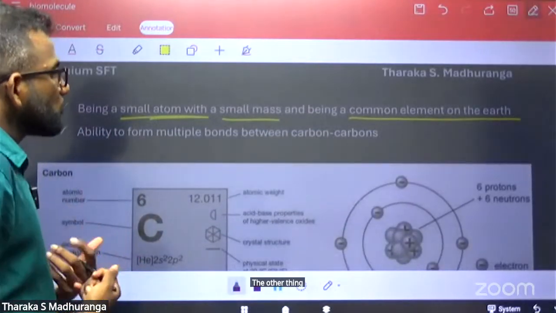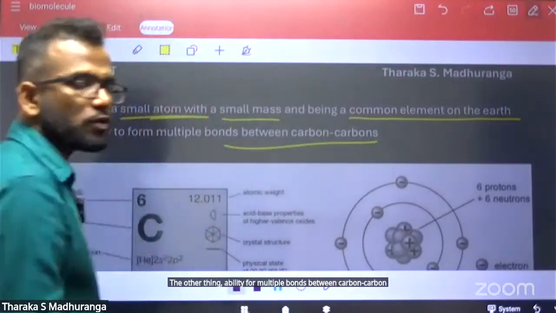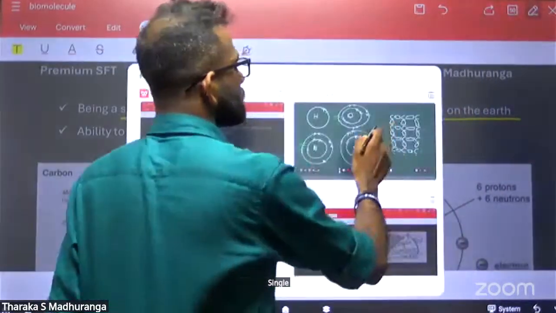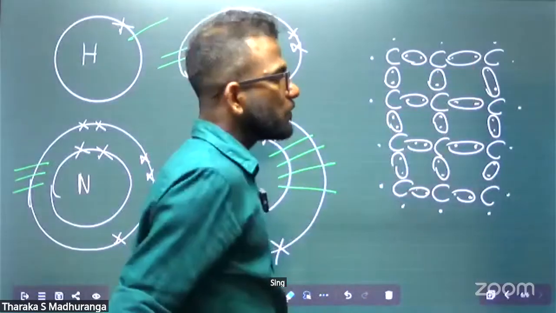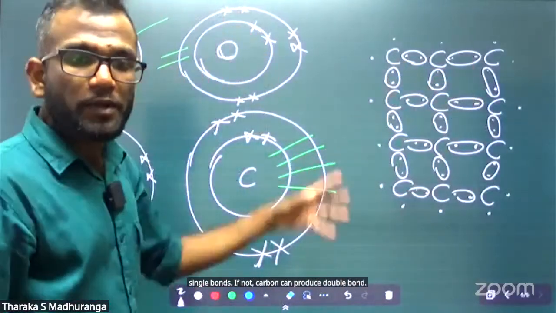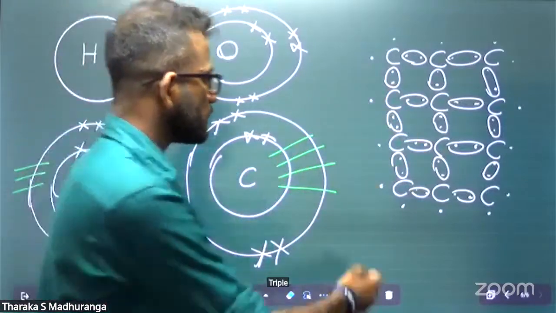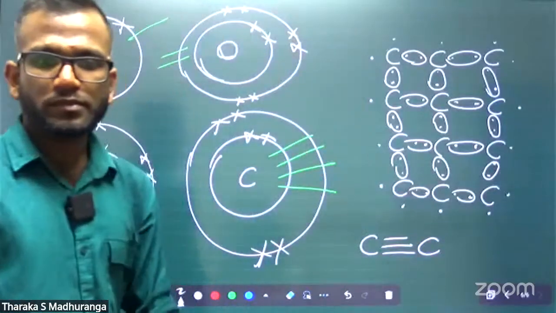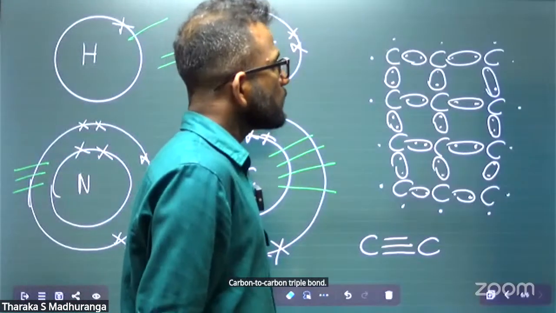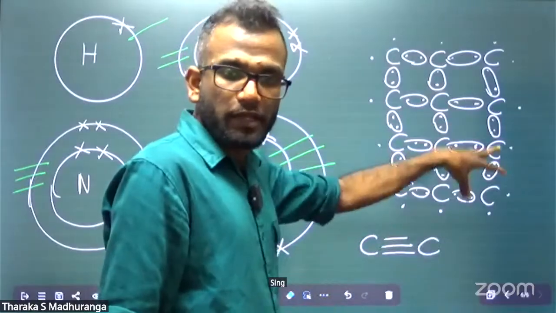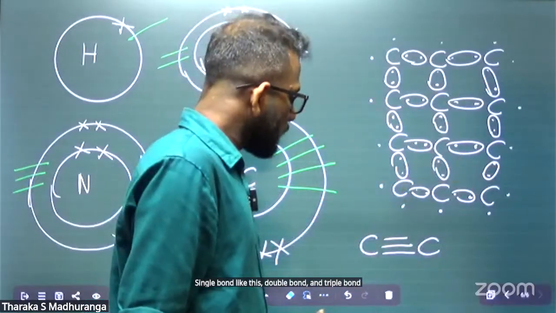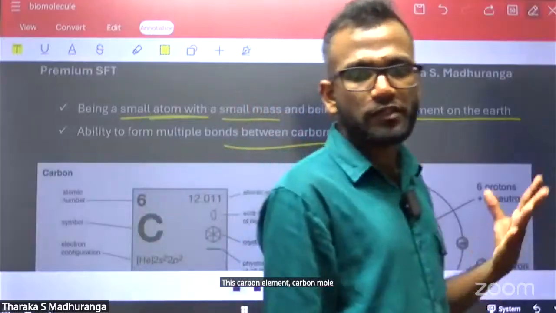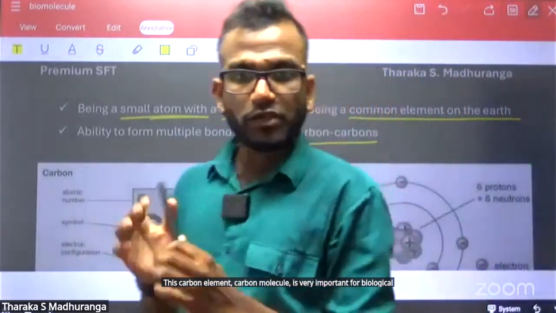The other thing is the ability to form multiple bonds between carbon atoms. Multiple bonds mean carbon can produce single bonds like this, double bonds, and triple bonds, carbon to carbon. All bond types they can produce in a carbon chain. That's why the carbon element is very important for producing biological structures.